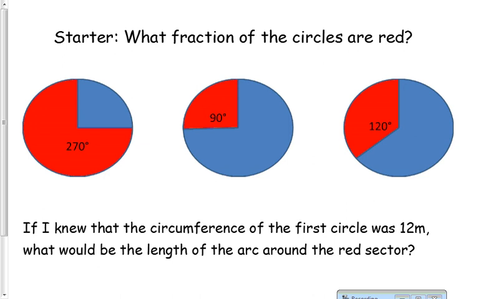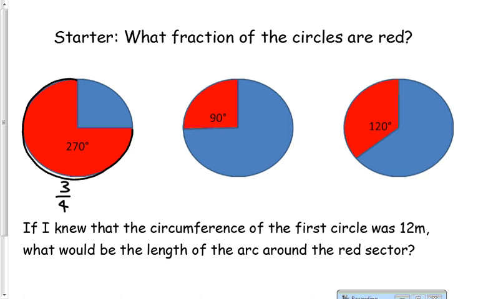So if I knew that the circumference of the first circle was 12 metres, we've already worked out that that red part is 3/4 of the circle. So can we work out what the length of the arc around the red sector is? So the length of the arc is this section round here, so part of the circumference that is red. So to do that, it's going to be 3/4 of the total circumference.